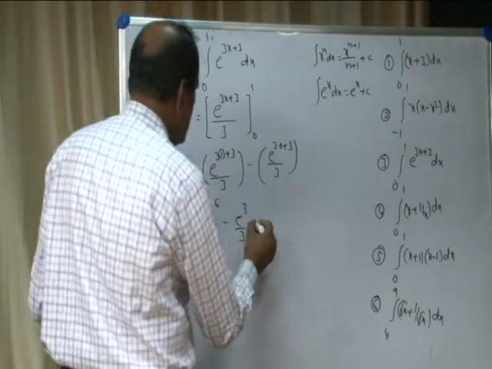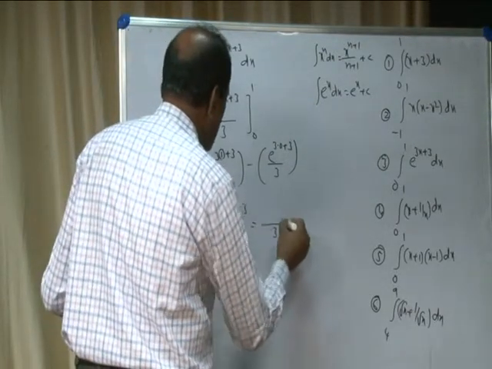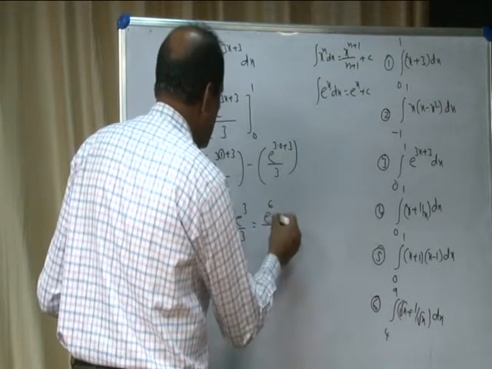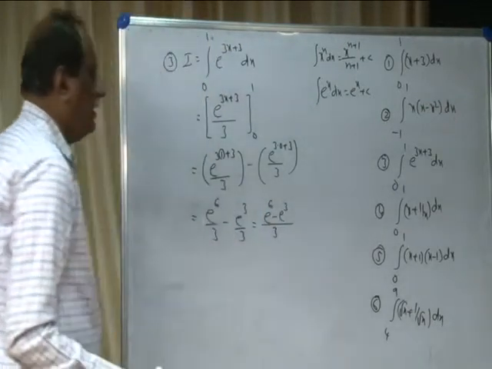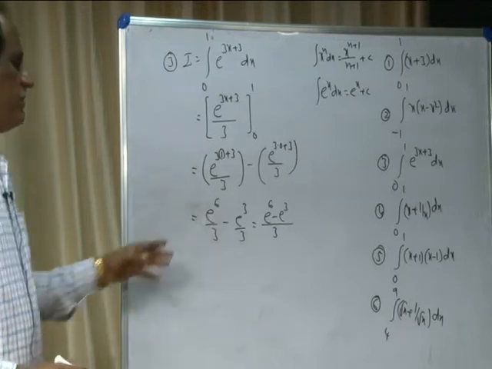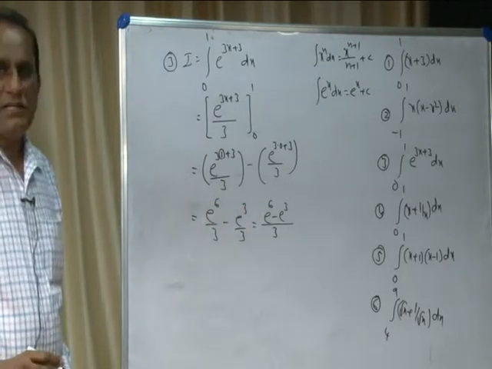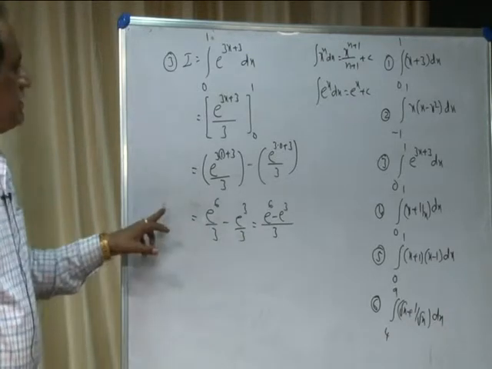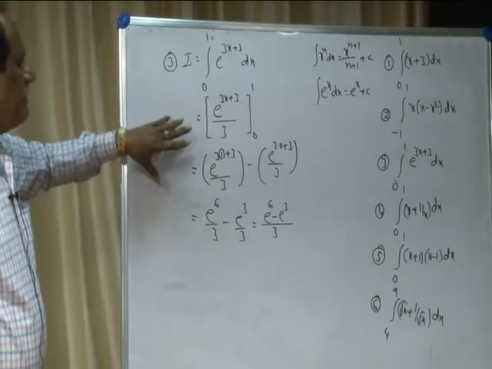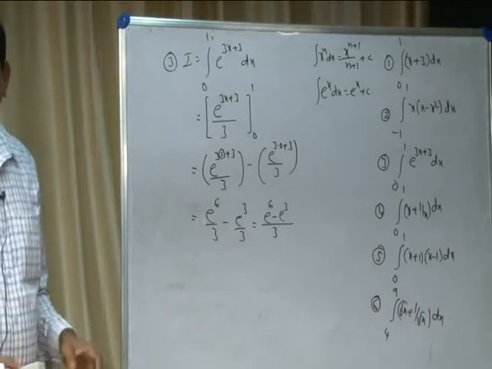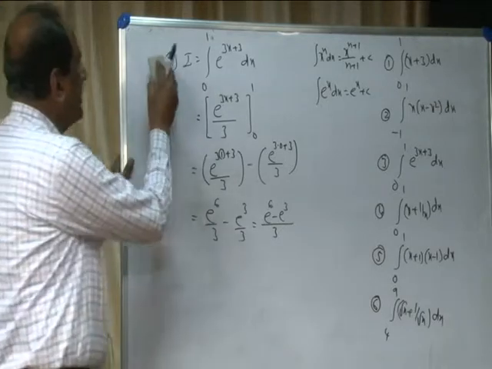So we can write this with LCM 3 as e power 6 minus e power 3, or we can take the common factor e power 3 into e power 3 minus 1, or e power 6 minus e power 3 by 3. So this is the definite value of the given definite integral. Third problem.